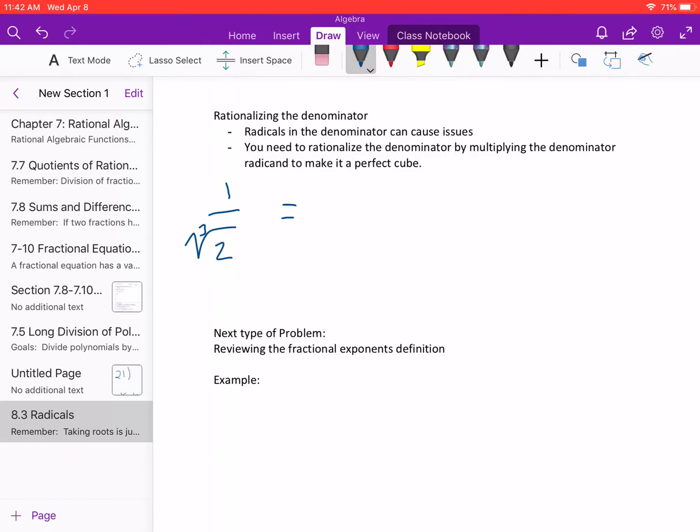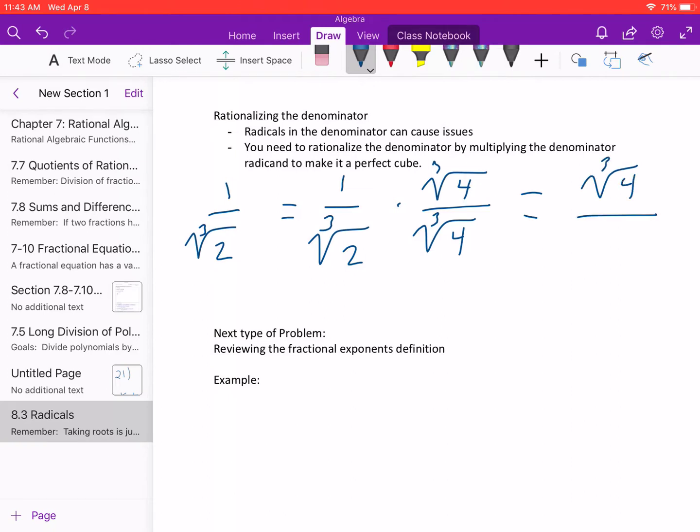So for this, I need to multiply. I'm going to rewrite, and then I need to multiply both the numerator and the denominator by a perfect cube. And a perfect cube in this case is going to be the cubed root of 4 all over the cubed root of 4. And so 1 times the cubed root of 4 becomes the cubed root of 4, and the cubed root of 2 times the cubed root of 4 is going to be the cubed root of 8.